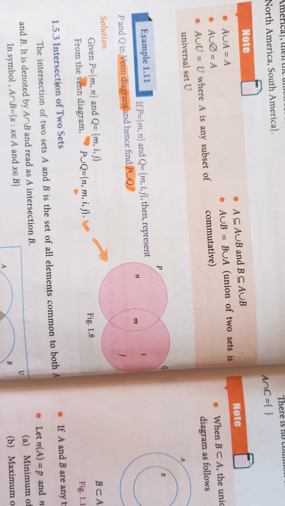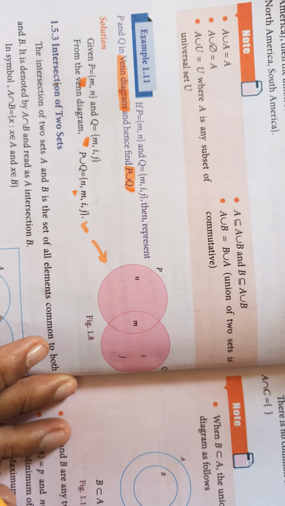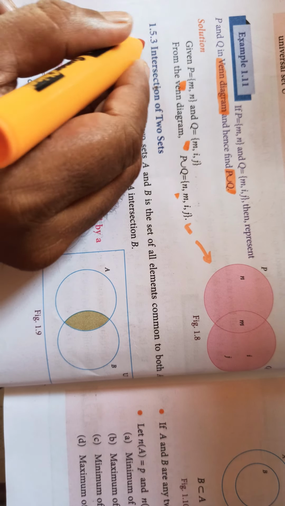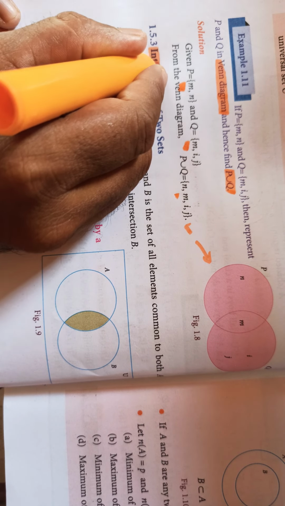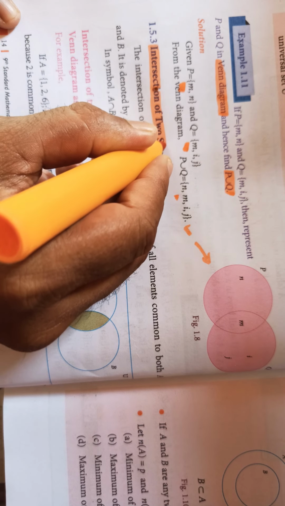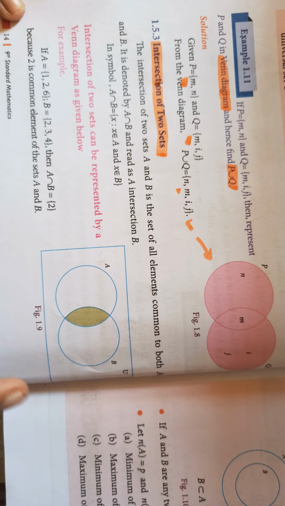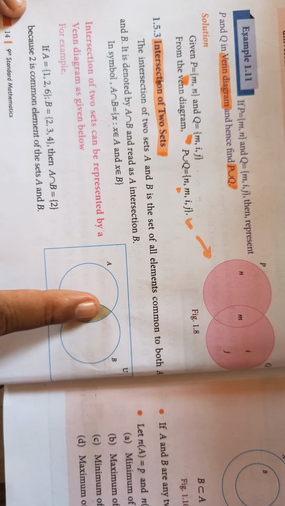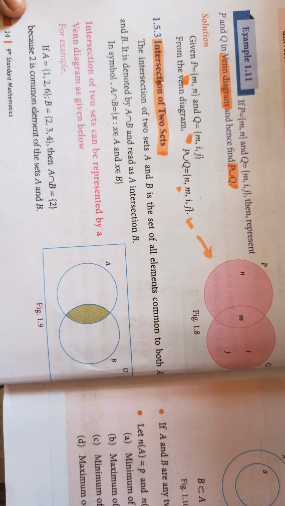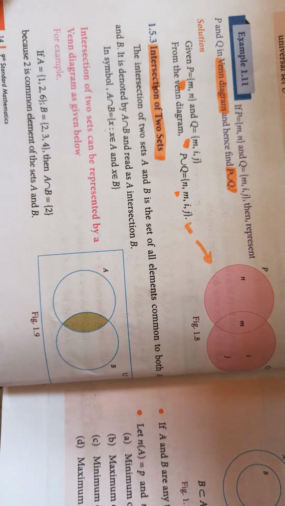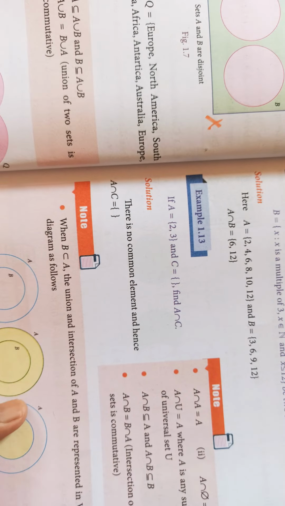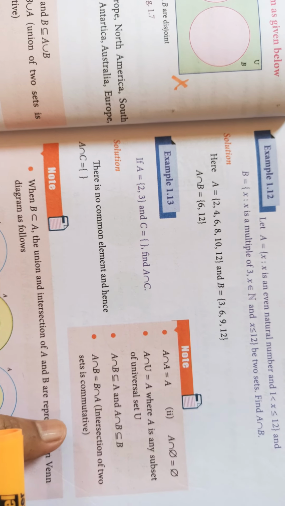Next we come to the intersection of two sets. This is the heading: intersection of two sets. This is the diagrammatic representation. We will not include these elements. We will include only the intersection part. As it states in the question itself, it is the intersection, so it will contain only the common elements.